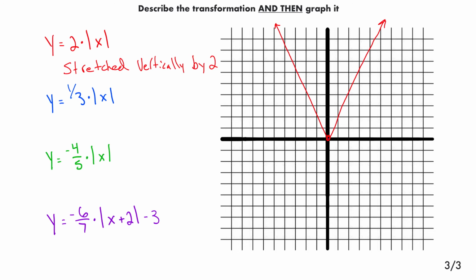Now if I graph that one, it still hits the origin because I'm not going left, I'm not going right, I'm not going up, I'm not going down. But this one, we're going to go up 1, right 3. And we're also going to go up 1 and left 3.